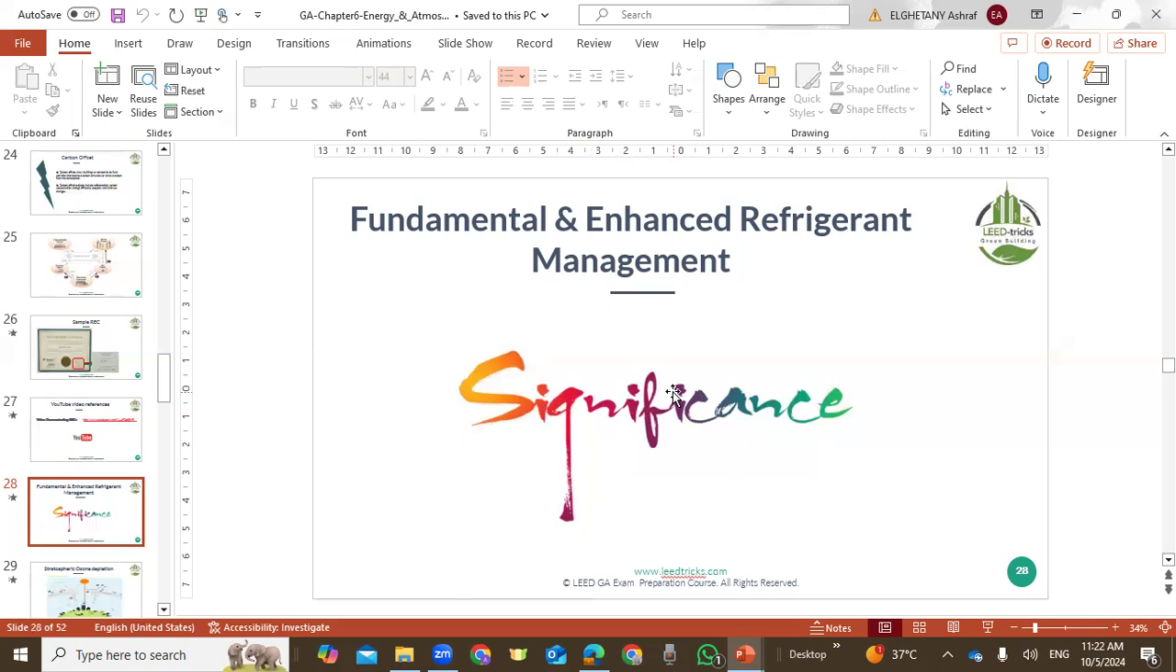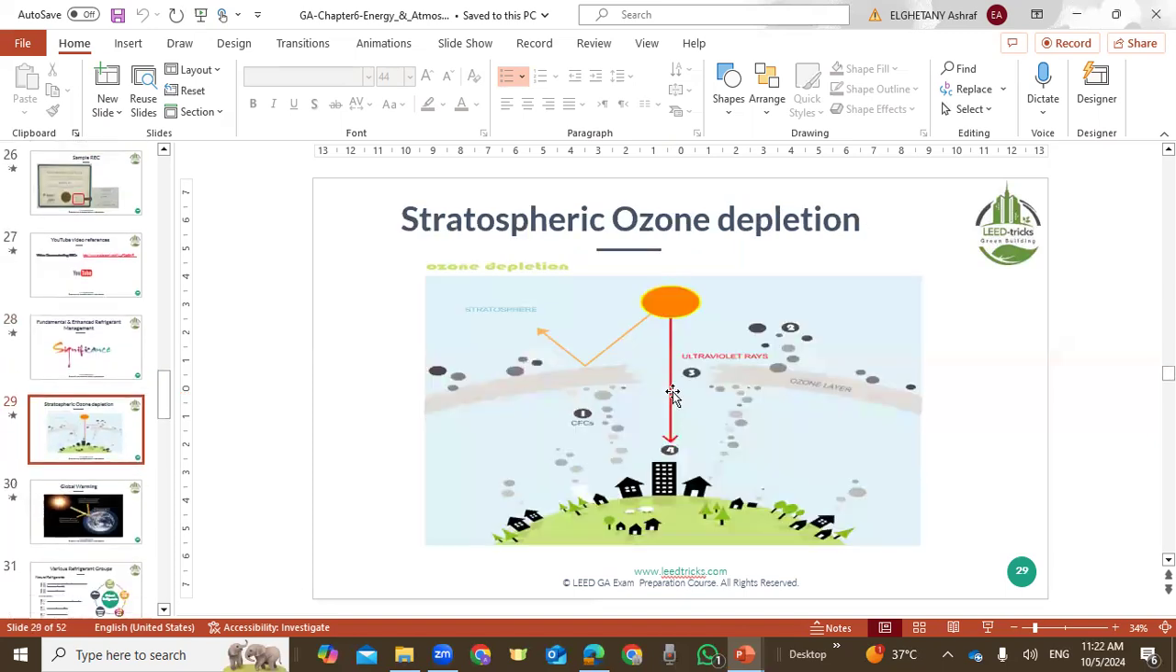Fundamental and Enhanced Refrigerant Management. What are refrigerants? What does fundamental mean? What does enhanced mean? First of all, in our buildings we use components in refrigeration systems, like air conditioning, or, let's say, a refrigerator, which is a very close example to us.